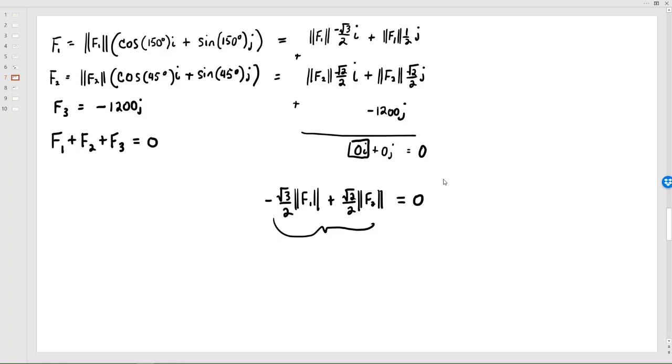And then over here, by the same notion, if I take 1/2 of the magnitude of F1 plus square root of 2 over 2 times the magnitude of F2, and then we also have to subtract the 1200 because we've got three components that need to add up to be 0, times j. So then we're going to put our minus 1200 here. That has to equal 0.